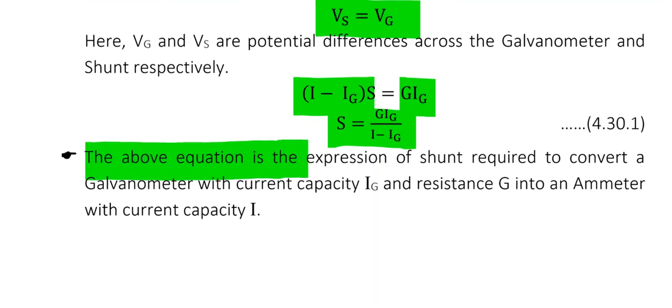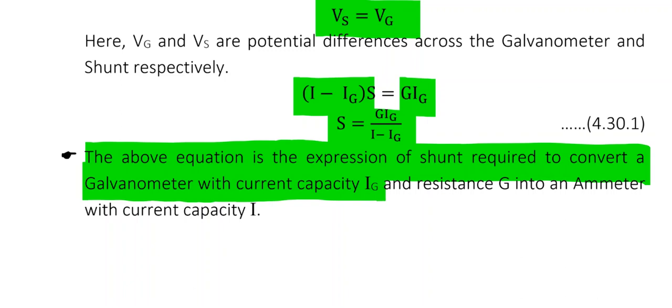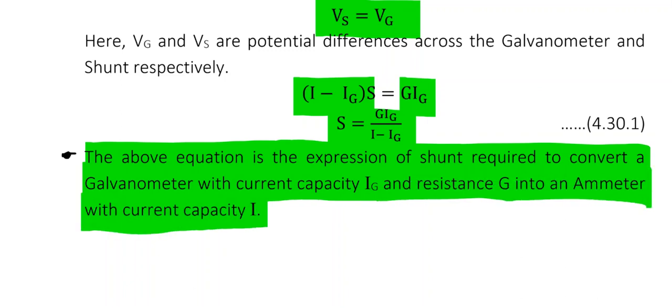The above expression is the expression of shunt required to convert galvanometer with current capacity Ig and resistance G into an ammeter with current capacity I. So if you know your galvanometer, if you know how much is the G value and how much is the Ig value, you can figure out how much shunt is required if you want to pass or measure I amount of current through it. So this is the expression of shunt required to convert galvanometer into ammeter, and that was the topic.